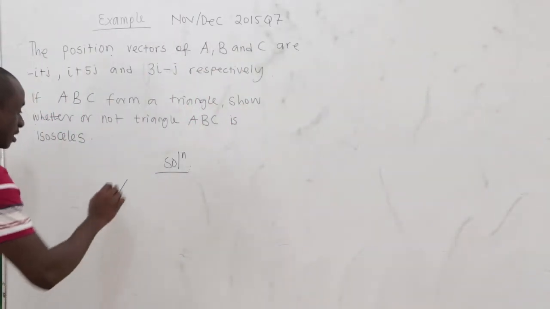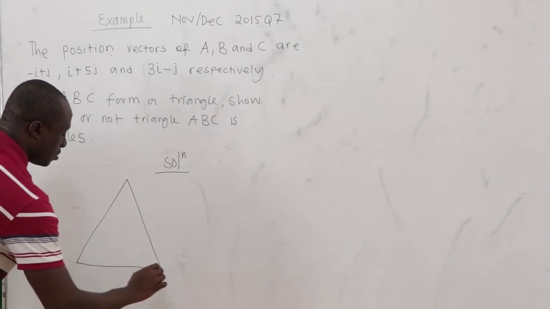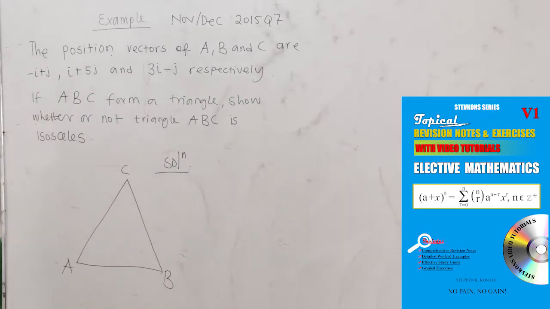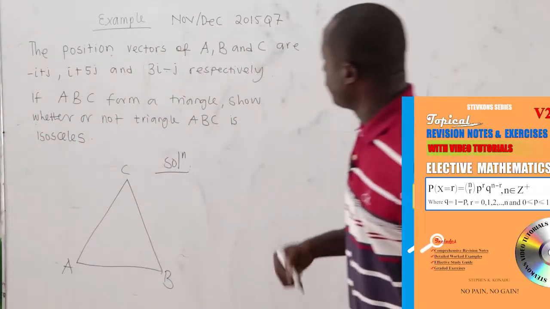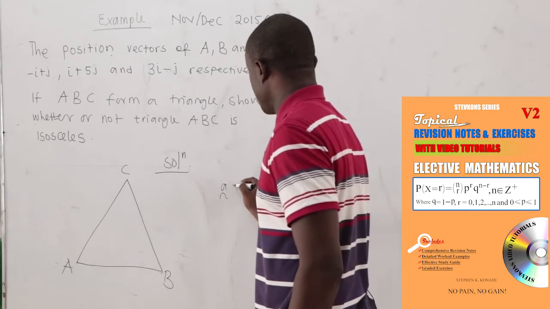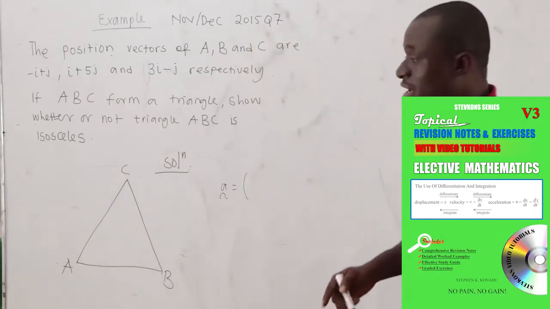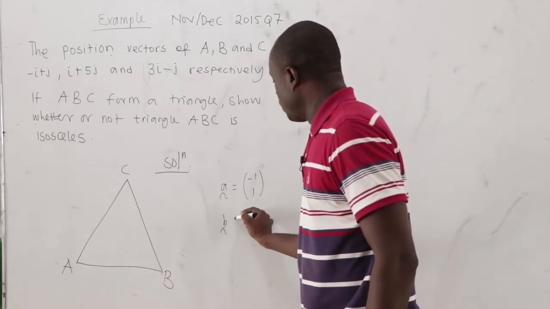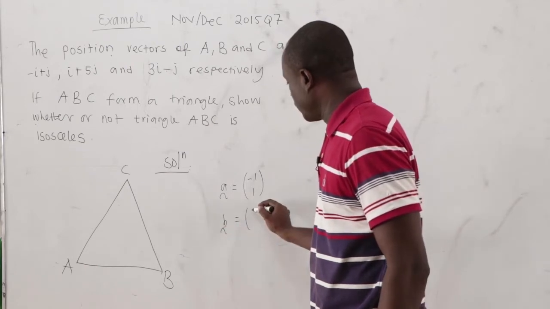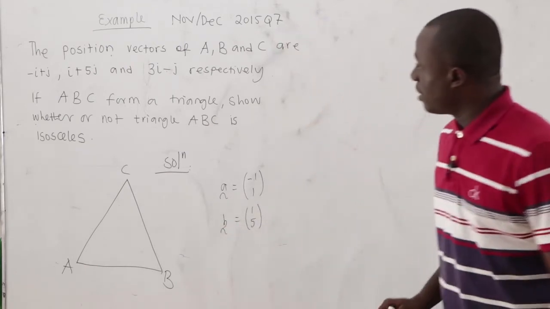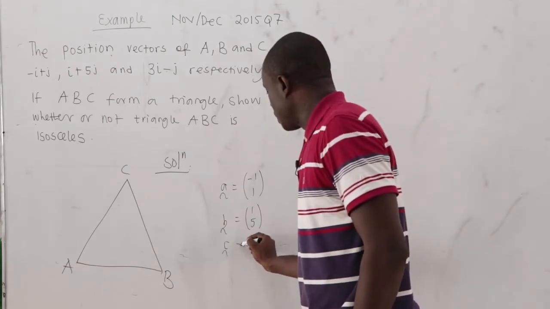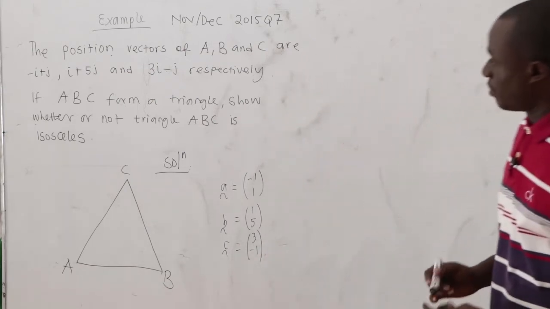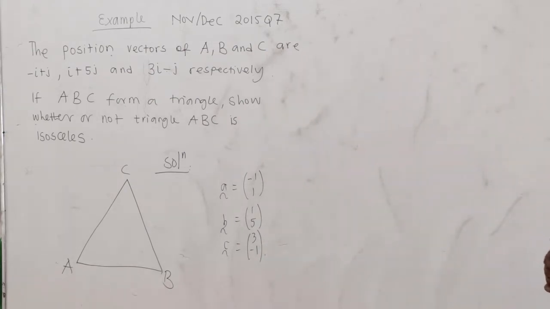So let's consider the triangle, which is, leave this A, B, and then C. Now, the position vector of A is given as negative i plus j, which is the same as negative 1, 1. Now, B is i plus 5j, so 1, 5. And then C is given as 3, negative 1. So I want to show if the triangle is isosceles.